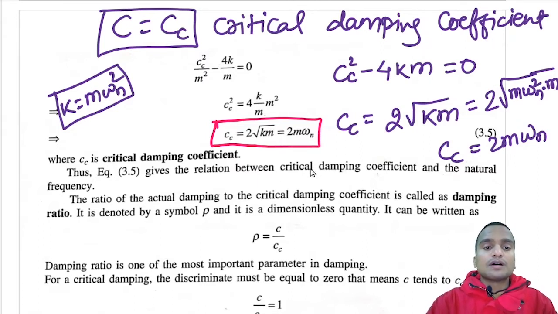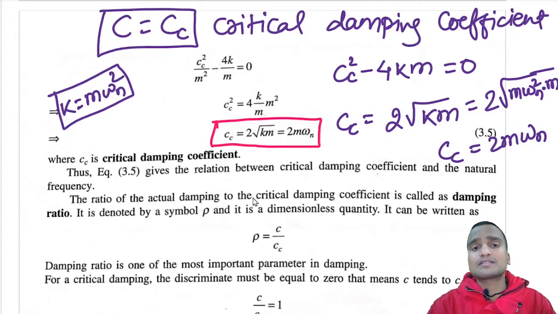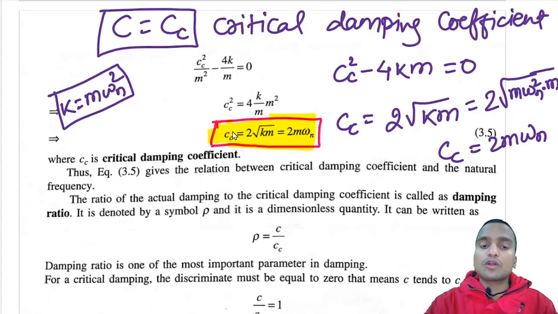So here is the ratio of actual damping to critical damping coefficient. Now the critical damping coefficient will become a constant value, and it simply depends on the mass and the stiffness of the body. Mass will be given and the stiffness will be given, so you can easily calculate the critical damping coefficient. How? Using this formula: Cc is equal to 2 root km, and you can also write it as 2m omega n.